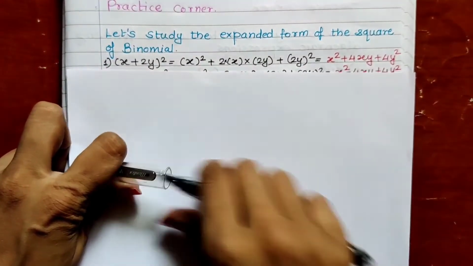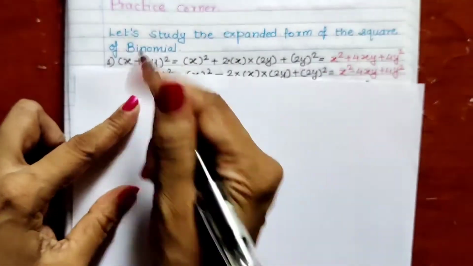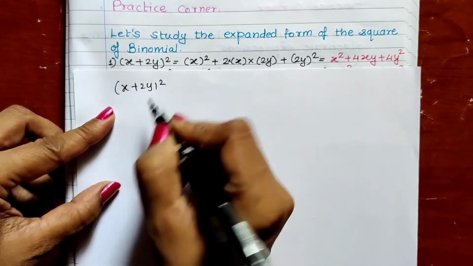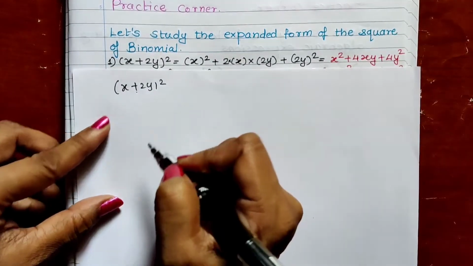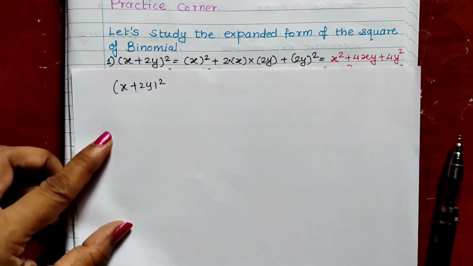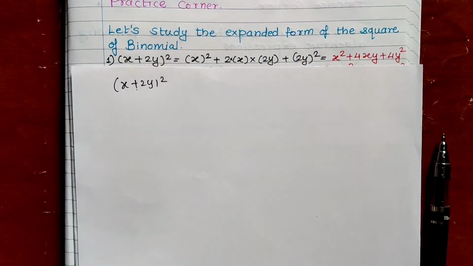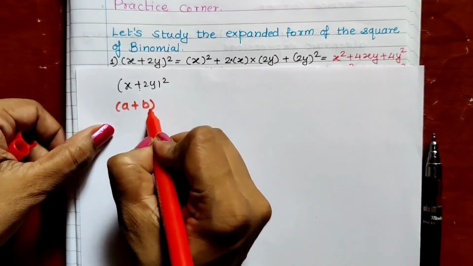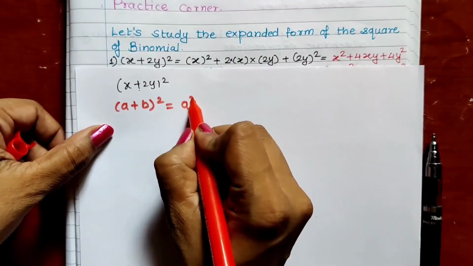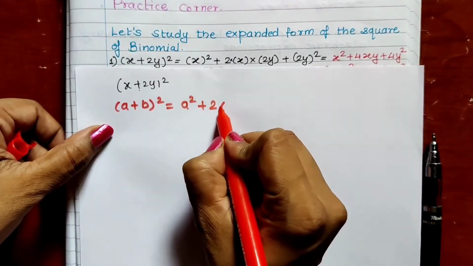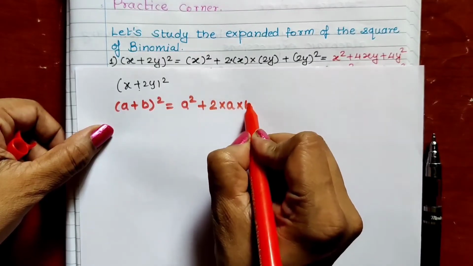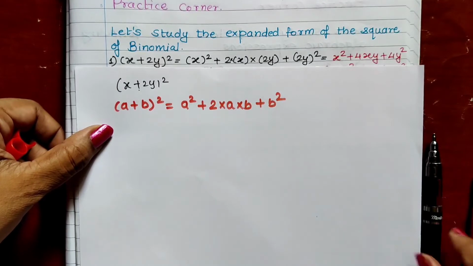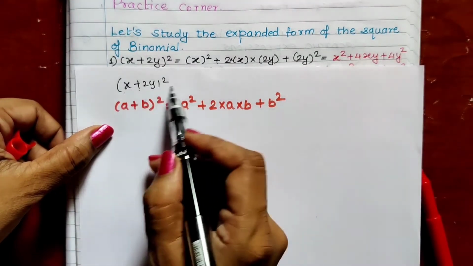The sum is x plus 2y whole square. Plus sign is there, so we will be applying the formula of a plus b whole square. Okay, formula I am writing here: a plus b whole square is equal to a square plus 2ab, so I will be writing 2 into a into b, 2ab, plus b square.